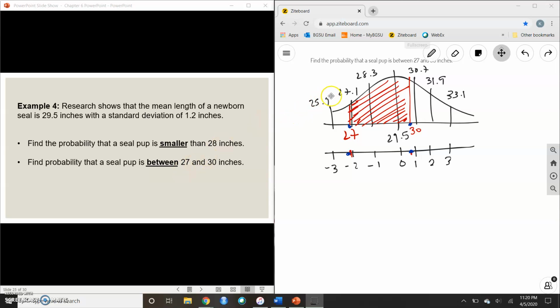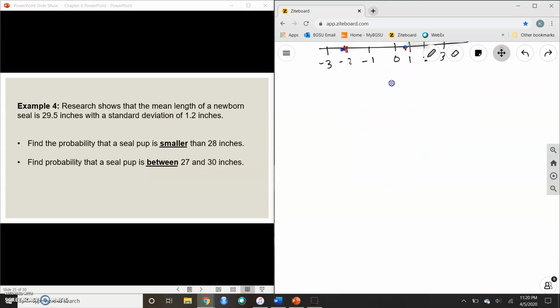I've already drawn my curve, labeled it, and shaded the area of interest. So we're looking at the area between 27 and 30. And below here, I also drew my z-scale. Here we see that for a seal pup that is 27 inches, their z-score should be very close to -2. For a seal pup that is 30 inches, their z-score should be between 0 and 1. So step 1 is done. Let's go ahead and look at step 2.